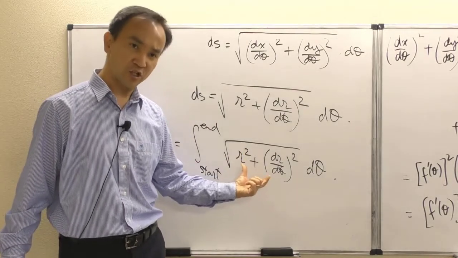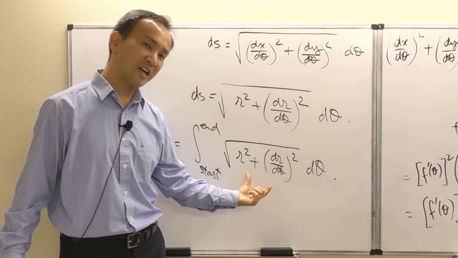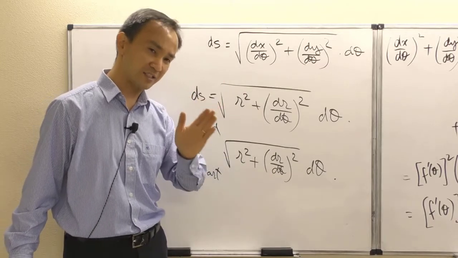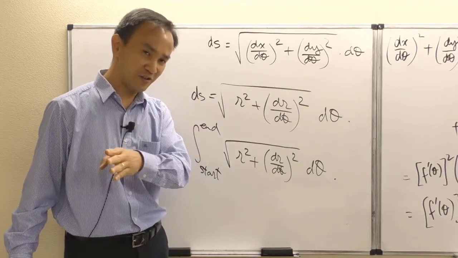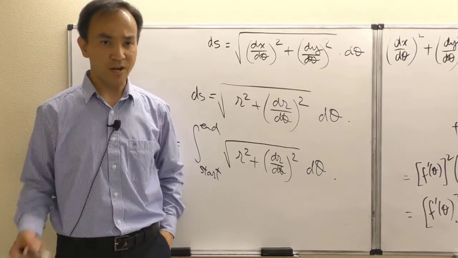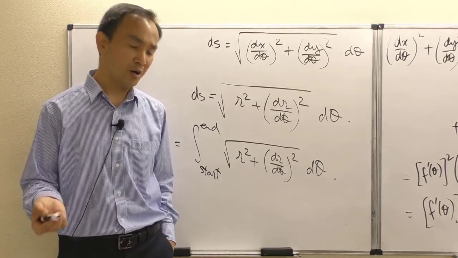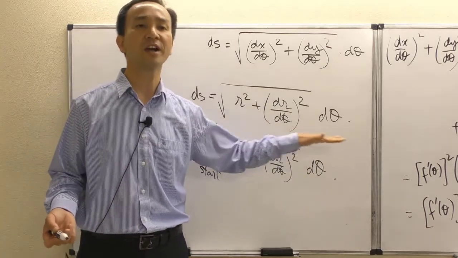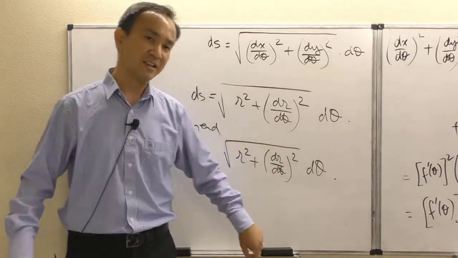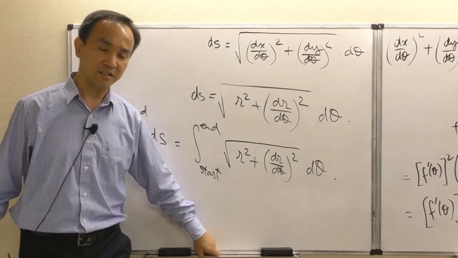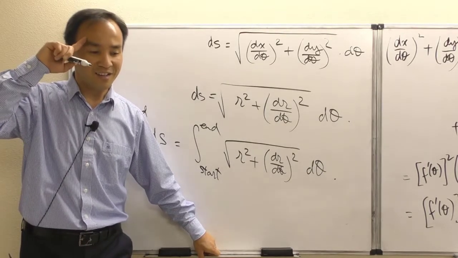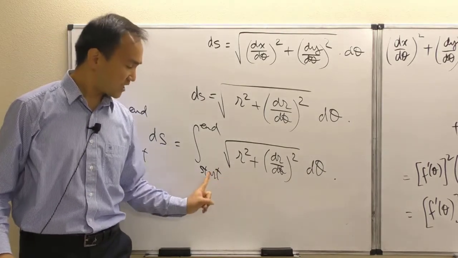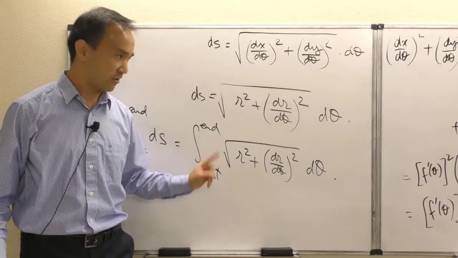This formula is good for any of those curves that are expressed as a function r in terms of theta. So any of our polar curves that express r, the radius, as a function of theta, then we have this formula that will work directly in finding arc length, the length of any curve in polar coordinates.